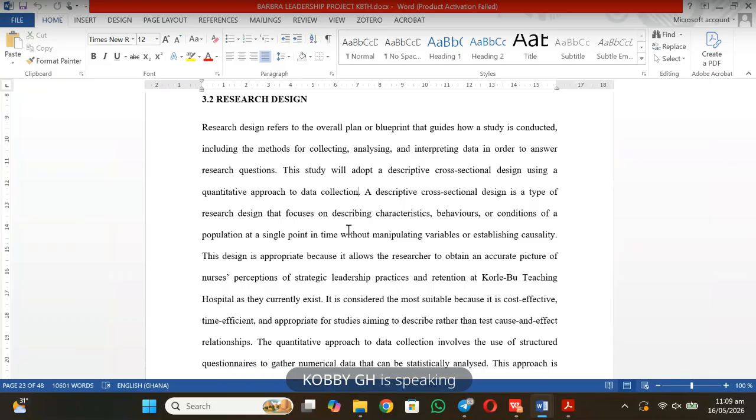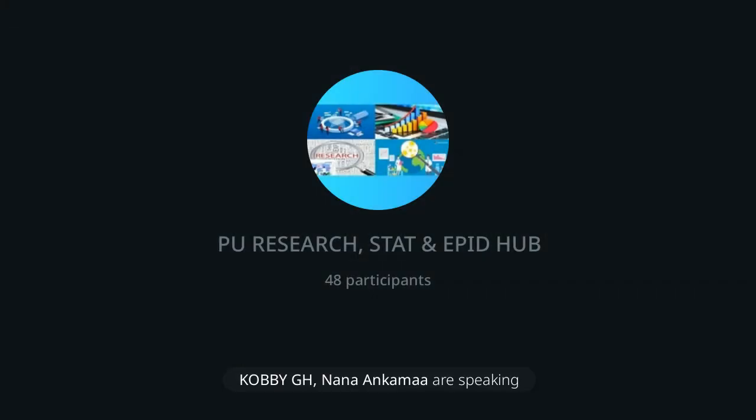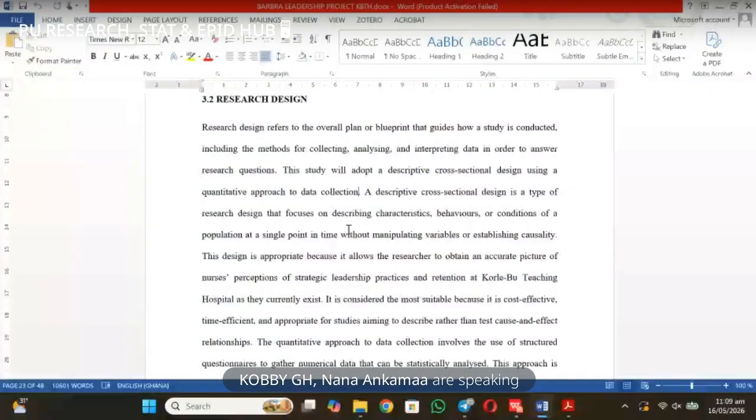Then the last thing you do is the reason why you used the design and the approach for the study. The reason why you use the design and the approach. Excellent. That's the last thing you do when you are describing.